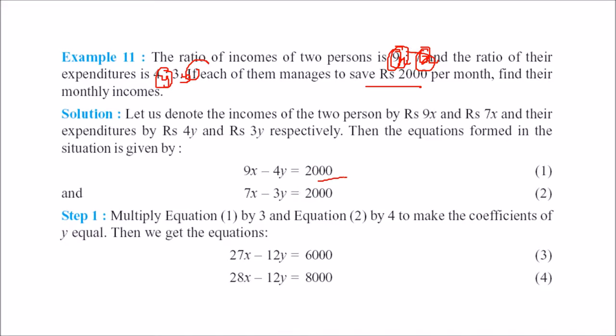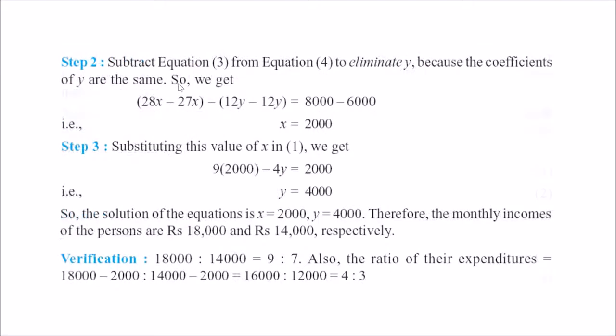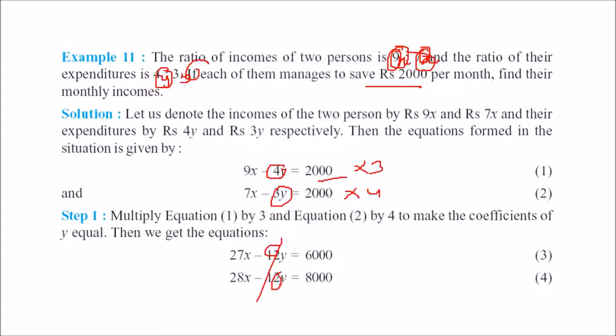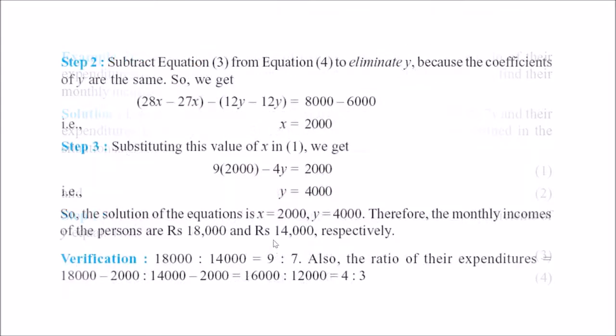So what we can do here is multiply this equation by 4, this equation by 3. Why did I multiply it? Because both of these values will become 12y and we can easily eliminate it. And this is the process, elimination. So we can just subtract them. This is eliminated. You can find x. You can place x in any of these equations, and then you can get the value of y.